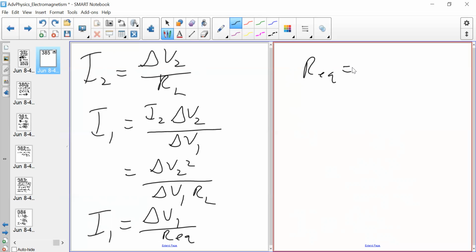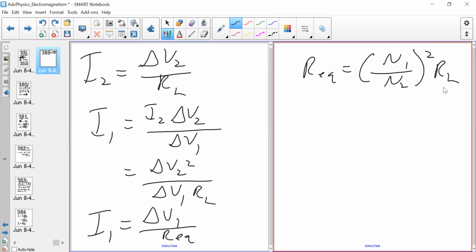So basically, this is the total resistance as viewed from the primary. The equivalent resistance in this transformer is going to be N1 over N2 squared times the load resistance. So basically, application of this: the transformer is going to match the resistance between the primary and the load resistor.